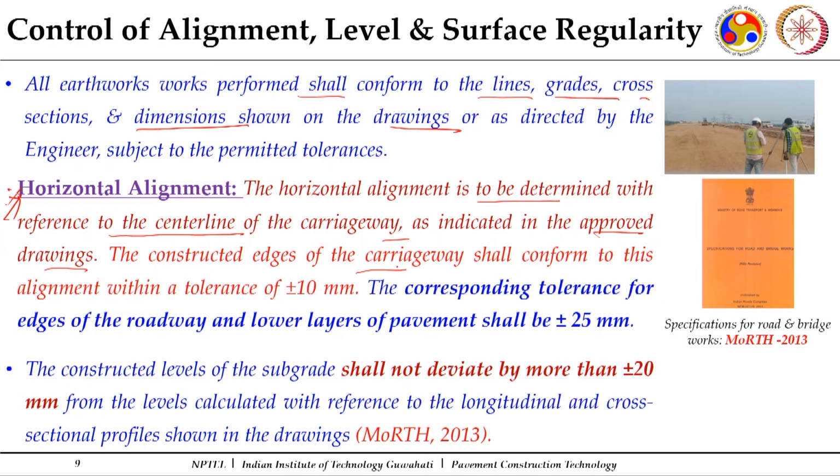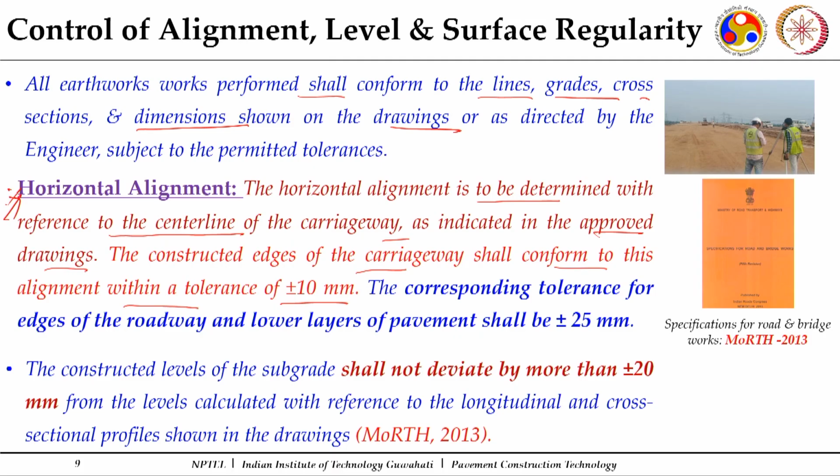There are drawings which need to be approved by respective agencies. So, the constructed edges, as I mentioned, edges of individual layers, edge of your subgrade, edge of your granular subbase course, edge of your base course, edge of your binder course, edge of your wearing course. So, all the edges, the ends of it has to be checked. It says the constructed edges of the carriageway shall conform to this alignment within a tolerance of plus minus 10 mm. Always it is important, otherwise the effective width gets reduced. If it gets reduced, you will not get good support.